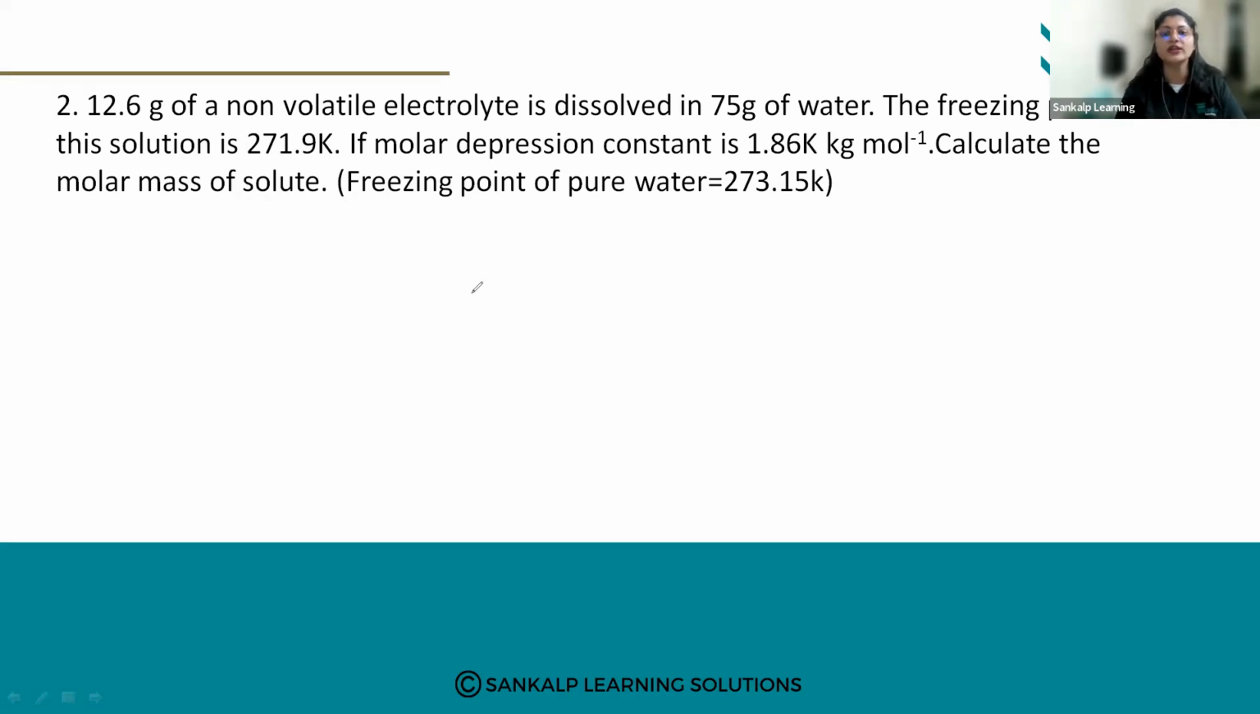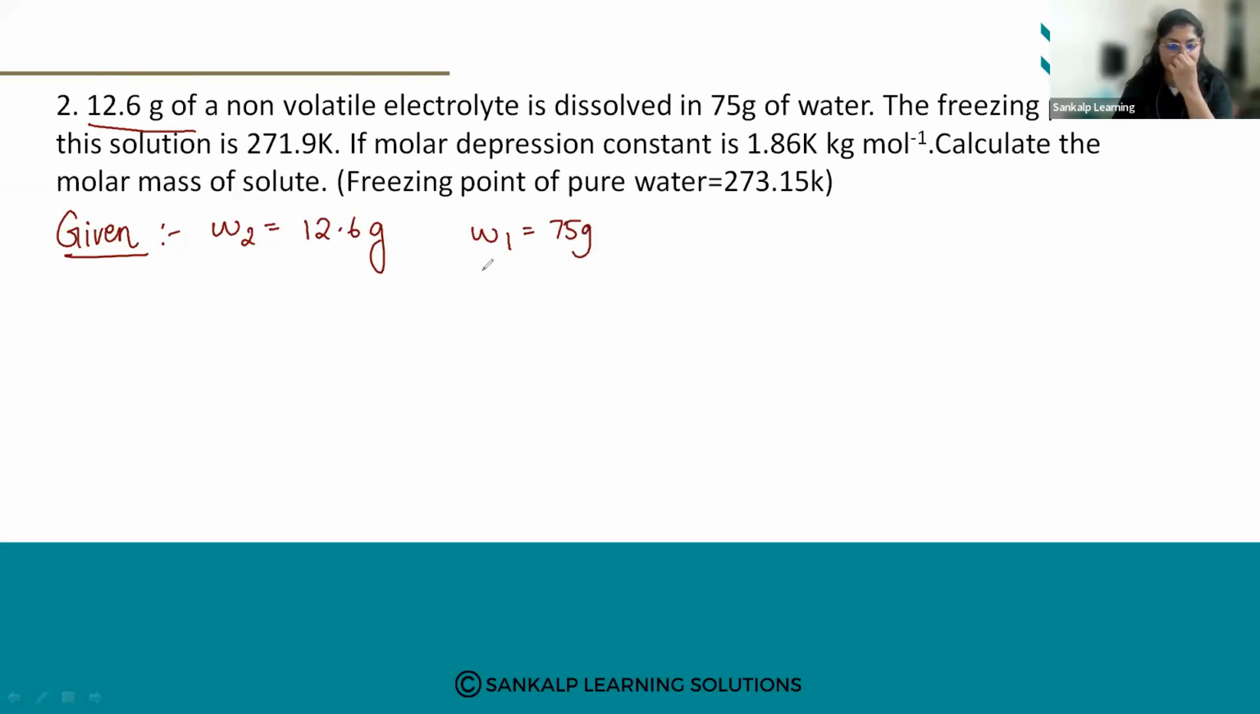So this problem is based on what? Depression in freezing point. So what are the things given? We'll write it down first. So given, first is W2, the weight of the solute. That is 12.6 grams. Next, the solvent weight is given. It is 75 grams of water.